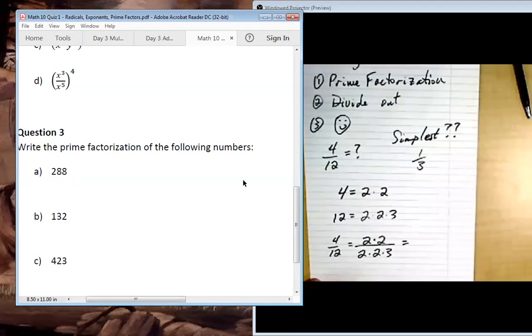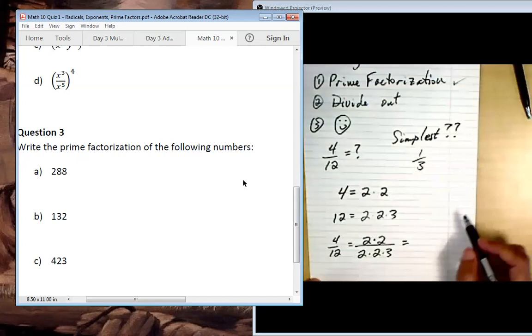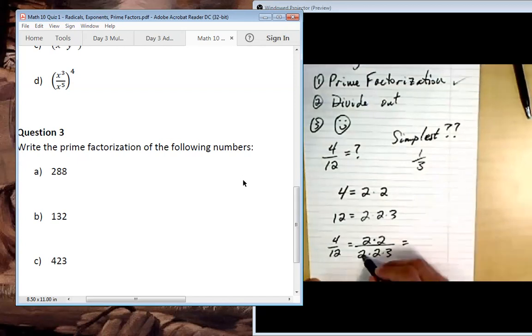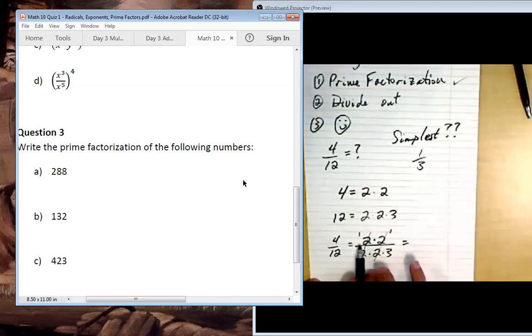But what you do now, that's the prime factorization done. Now you just divide whatever you can. What's 2 divided by 2? 1. It's gone. What's 2 divided by 2? 1. Okay. And then you simplify whatever's left over. So on the top, you have 1 times 1, which is a 1. And on the bottom, these are gone. So what do you got? Yeah, you got a 3 down there. Finish there.